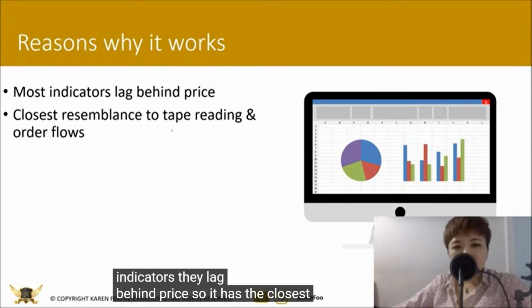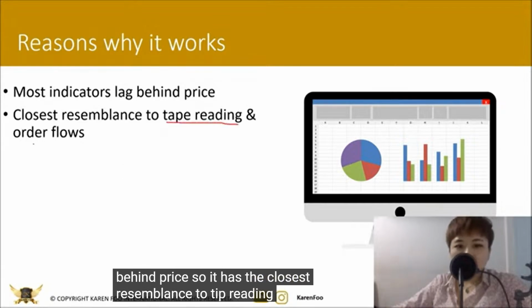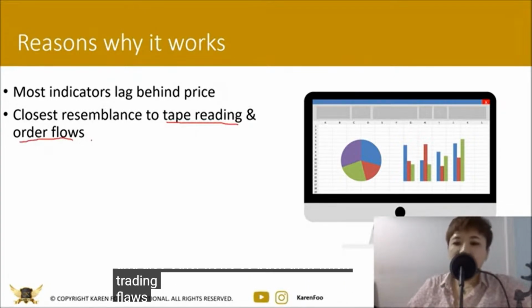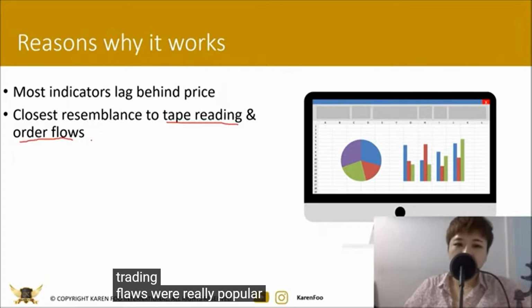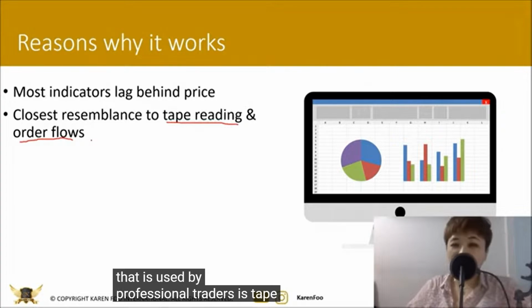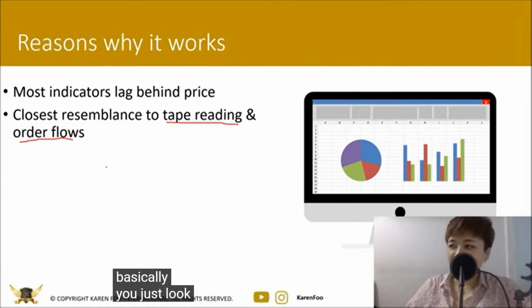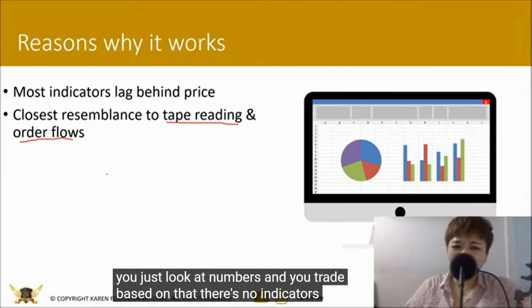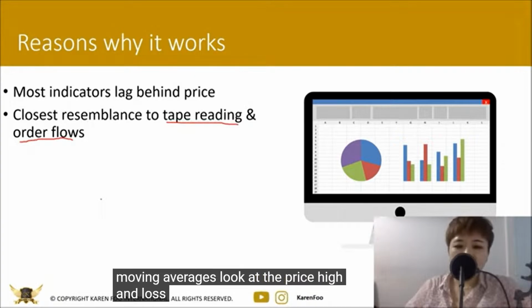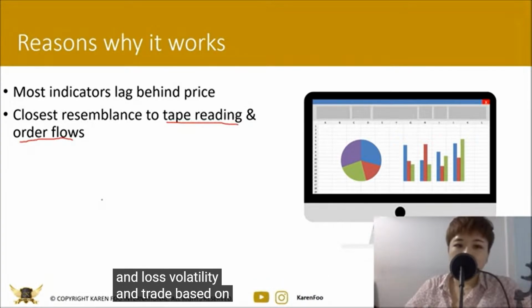So it has the closest resemblance to tape reading and also order flows. Back then when trading floors were really popular, a strategy that was used by professional traders is tape reading. Basically, you just look at the numbers and you trade based on that. There are no indicators, there are no moving averages. Look at the price highs and lows, volatility, and trade based on that.